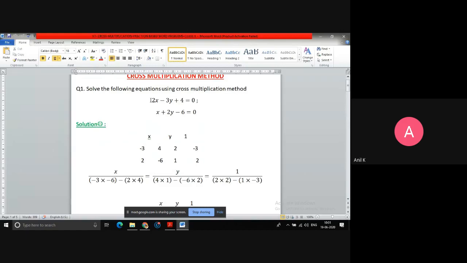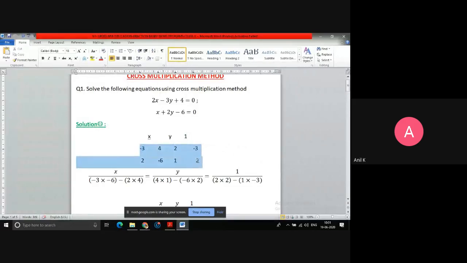Just take two equations: x term, y term, constant, then equals 0. Second equation: x term, y term, constant, then equals 0. We keep the constants on the left side only, or both constants on the right side of the equality. It's up to you, but better we keep them on the left side only. Then you write x here, y here, and 1 here.